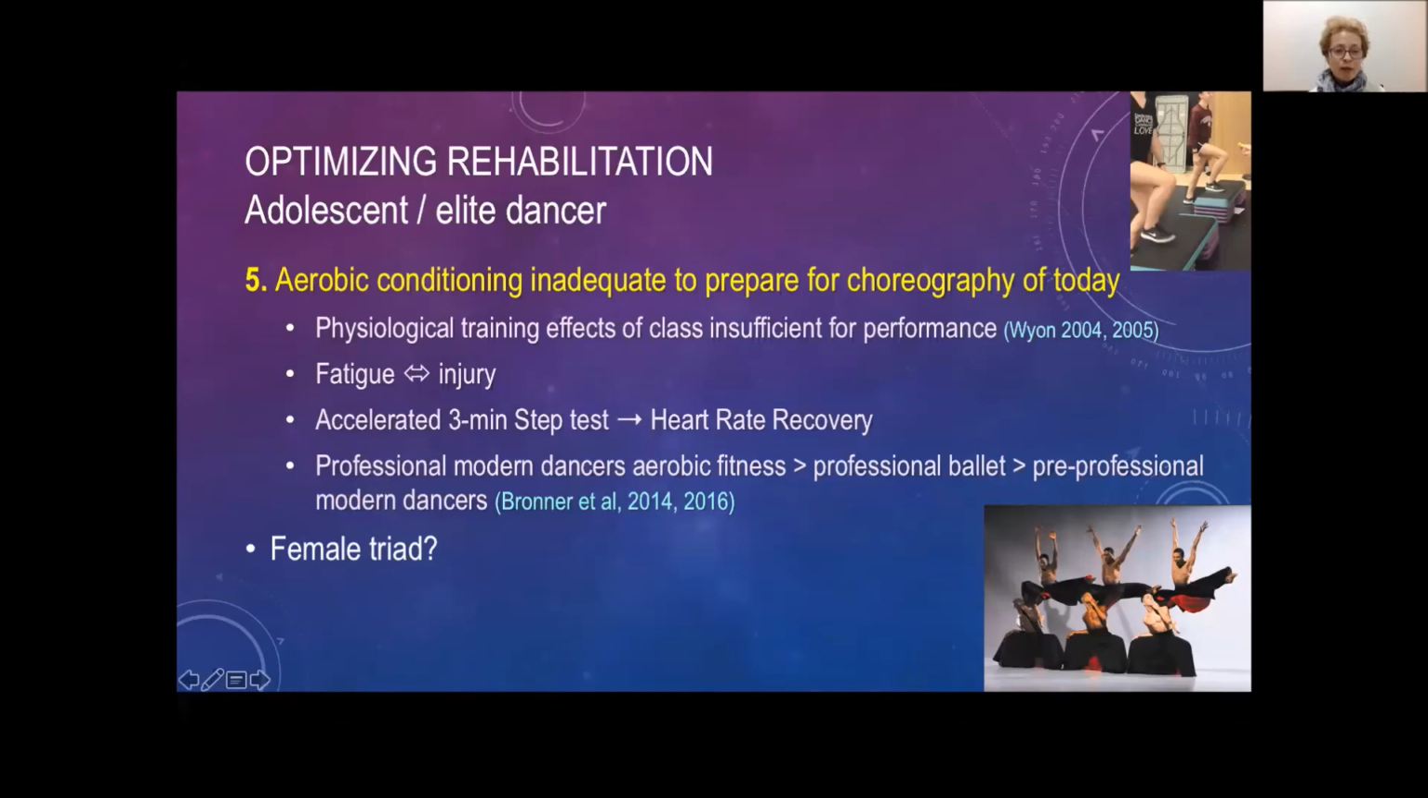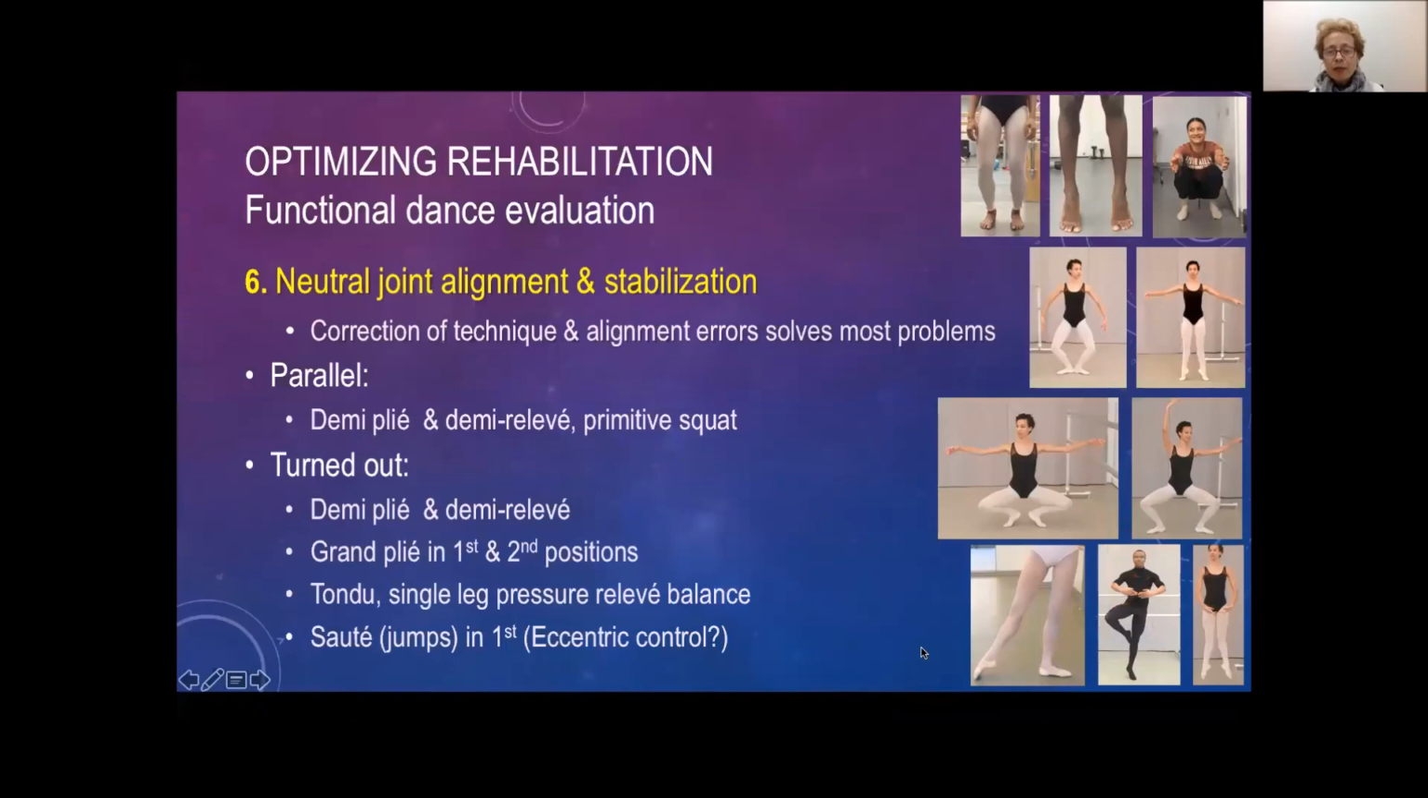And we've already mentioned the female triad. Number six, neutral joint alignment and stabilization. We can't just think about neutral spine. We need to think of this at all the joints of the body, and this is how we're going to start to help those hypermobile dancers protect those joints. And again, correction of technique and alignment errors solves most of the problems.